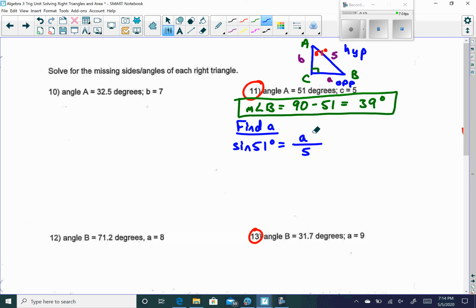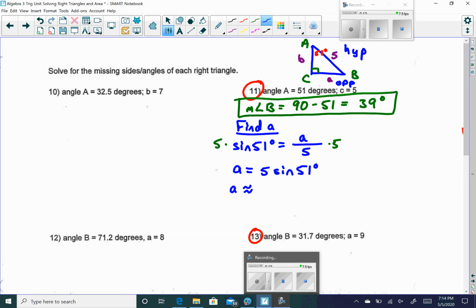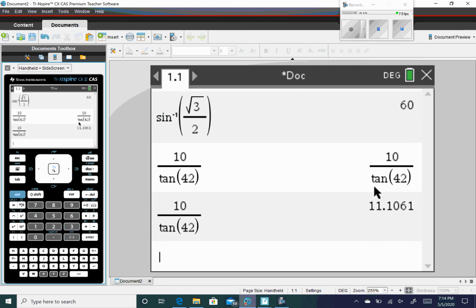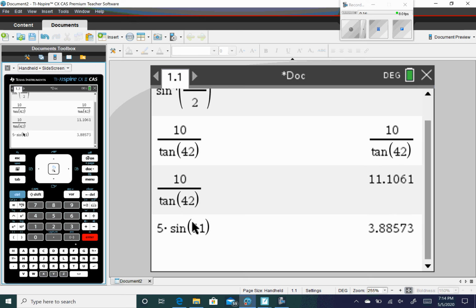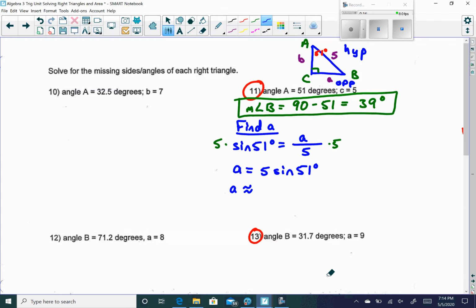So now to solve for A, all I have to do is multiply both sides by 5. So I'll write it this way, that A is equal to 5 times sine of 51 degrees, and then this will give me my approximation for side A. So let's go ahead and type this in. So we want 5 times sine of 51. And again, go ahead and hit Control Enter, and we're getting about 3.89 for side A.